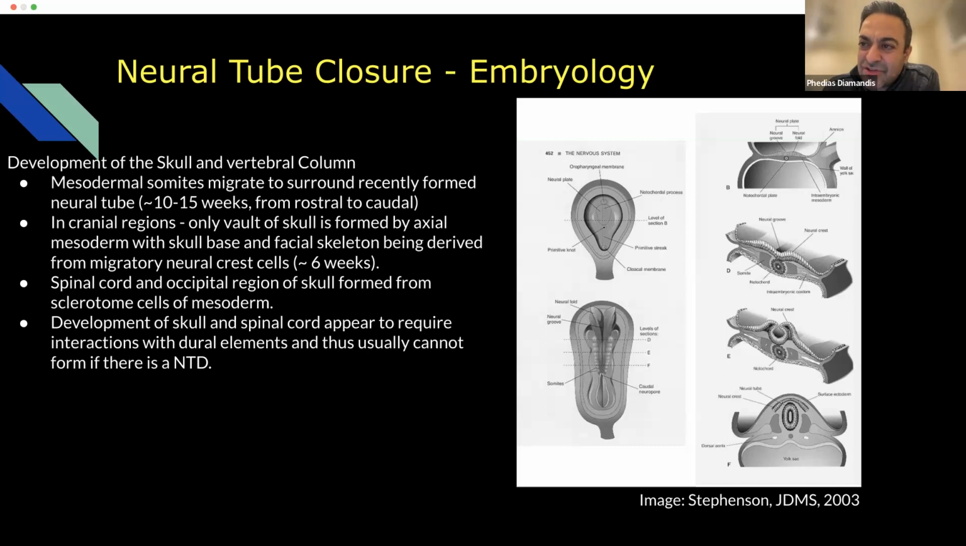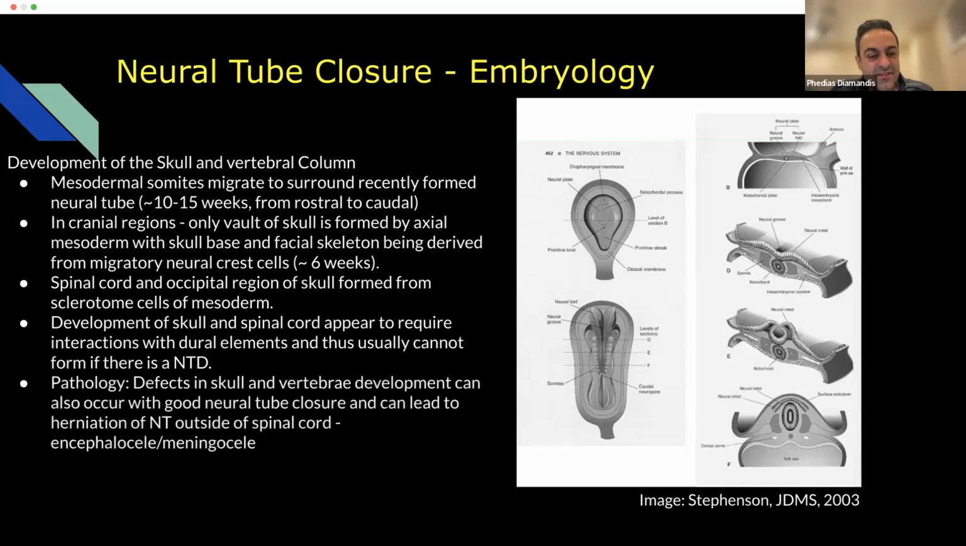And again, the interesting thing about these encephaloceles is that they usually occur near these closure sites that we saw, suggesting that it's not random defects in skull development focally. So defects in skull and vertebral development can occur with apparently good neural tube closure, and then lead to herniation of the neural tube outside the spinal cord, right? And again, they usually occur at the neural tube closure sites, which is suspicious to me, suggesting some sort of maybe subtle or microscopic defect that leads to this.